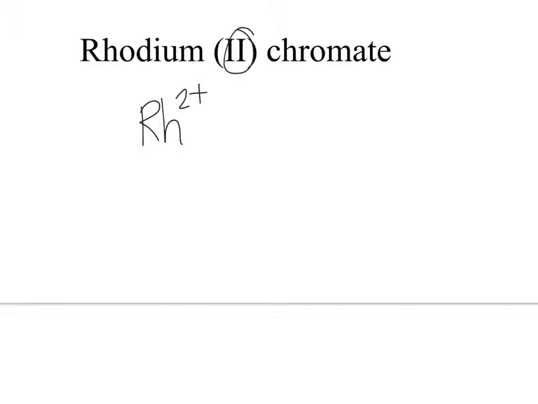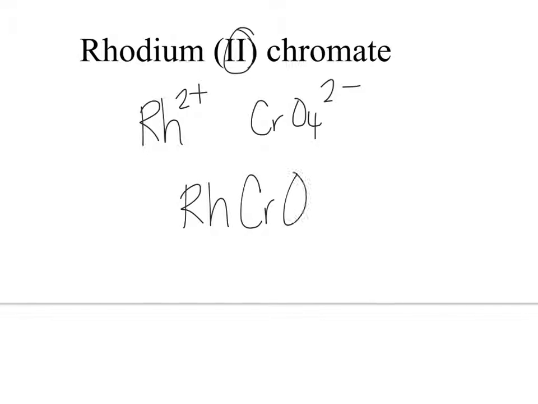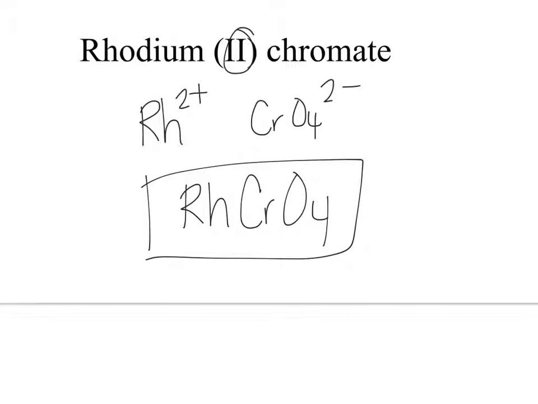And so now I have to put chromate on here. Chromate is a polyatomic ion. It is CrO4, and its charge is 2 minus. Well, if I have 2 plus and 2 minus, they're equal, they're opposite, they cancel. So it's just Rh CrO4, rhodium 2 chromate.